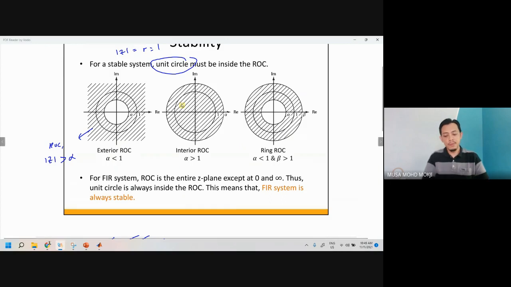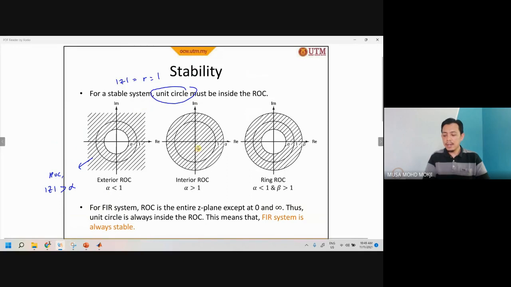Only if the unit circle is inside the ROC, the system is stable. And we have seen that for ROC, we can only have three types. Either it is exterior, this one, greater than. This is interior, where you have your ROC less than. And this is a combination of these two: you have a greater than and less than, so you get a ring. Whatever it is, you need to make sure that the unit circle is inside the ROC. Then your system is stable.